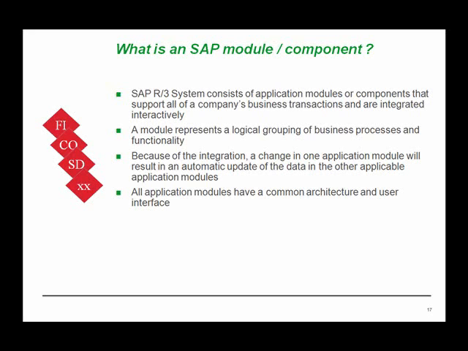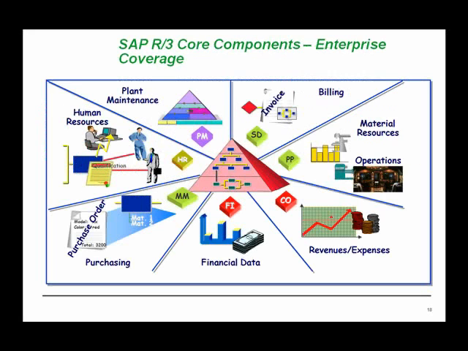Because it's all connected, a change in sales and distribution can result in an automatic update in either production planning or in finance. All application modules have a common architecture and a user interface, so you won't see the difference. The advantage of a product like SAP is the user interface is exactly the same across all these modules.